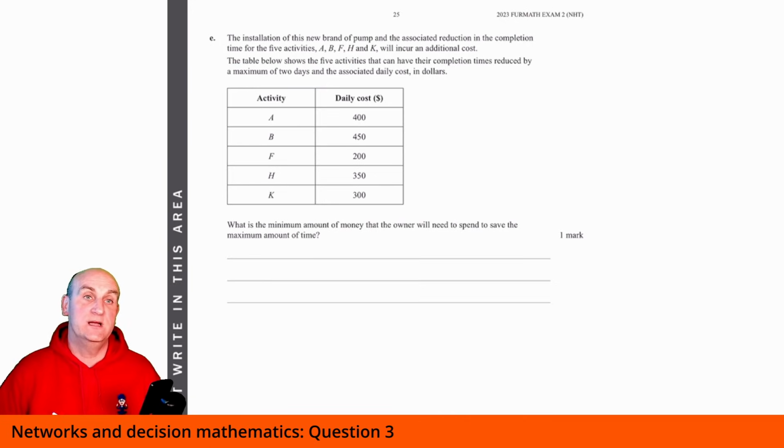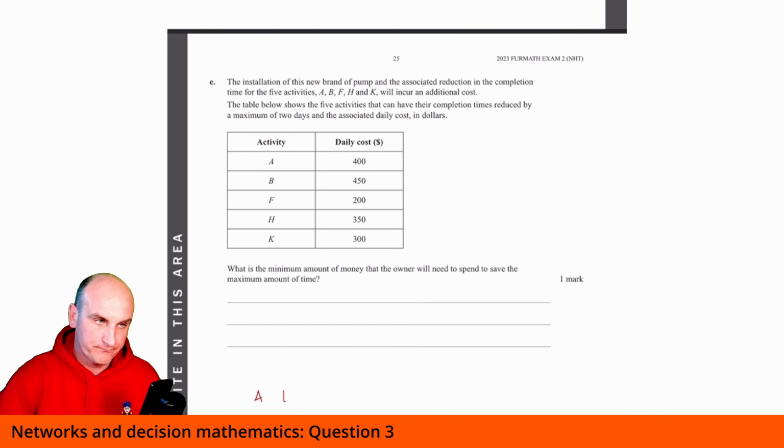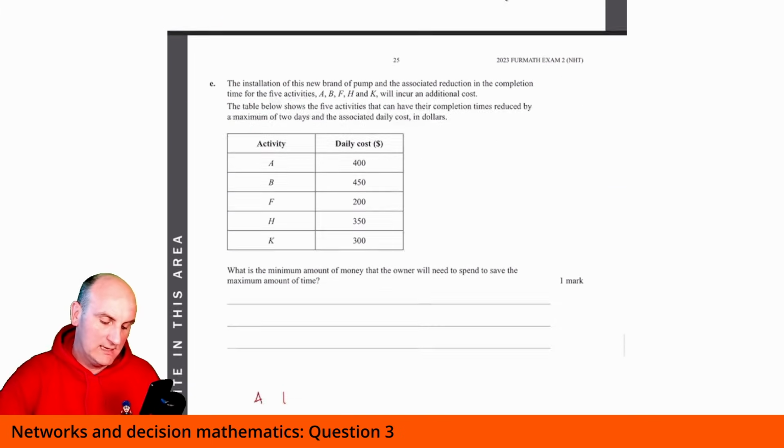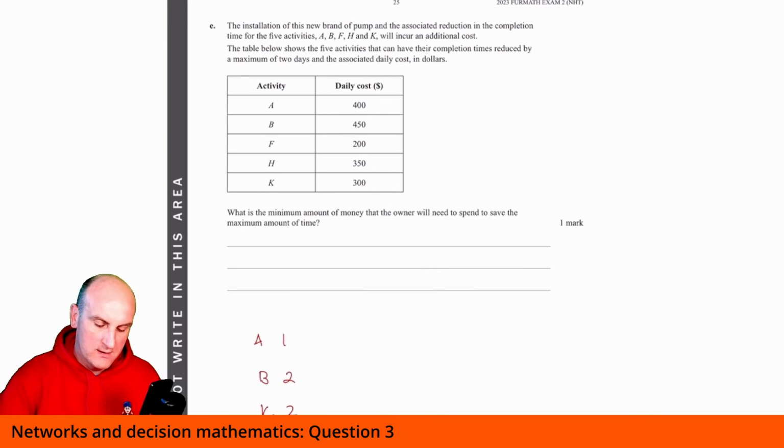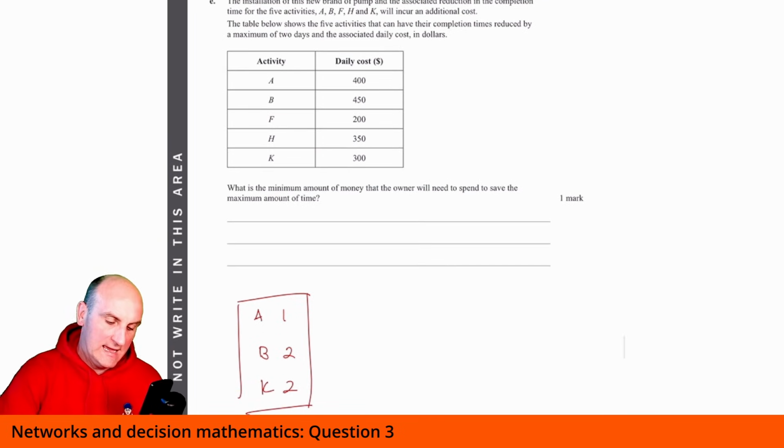And so the best way to do that is, if we remember, we had A with 1. Let me just check that one. A with 1, B with 2. And what was the other one? K with 2. So that was what we needed to do. Regardless of the cost, that's what's going to end up happening. So we now know that we got A, it costs $400. We got B, cost 450, so I want 450 times 2. And I'm going to add on to that K, which is 300 times 2 as well.